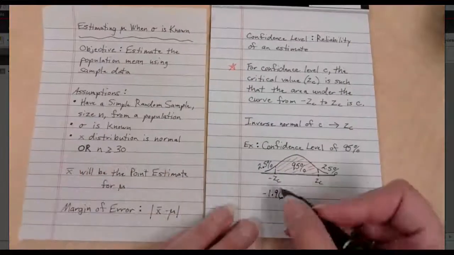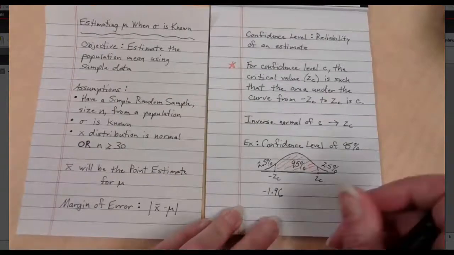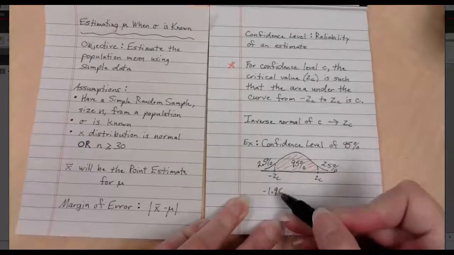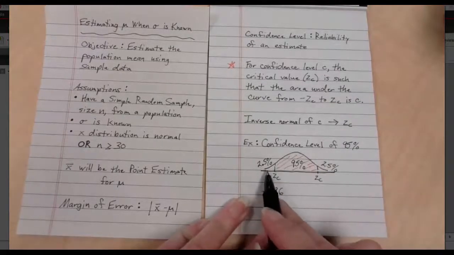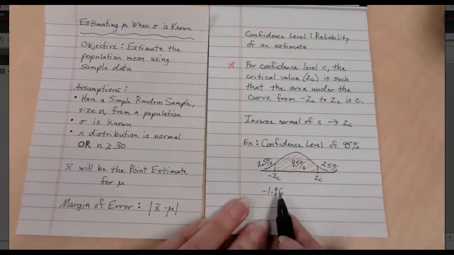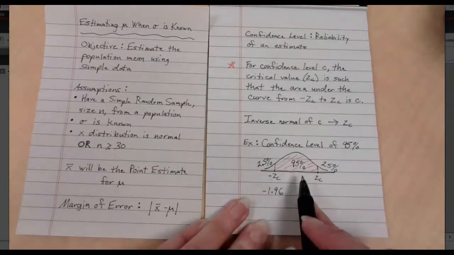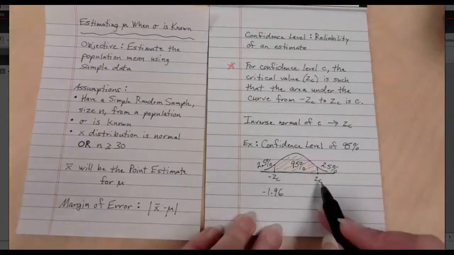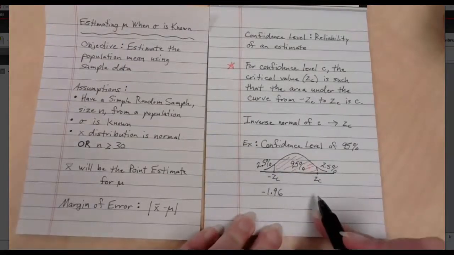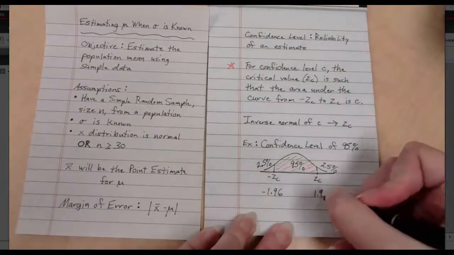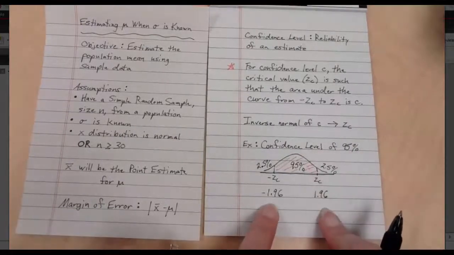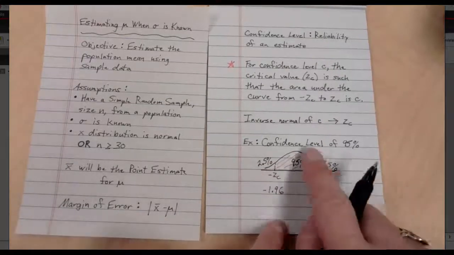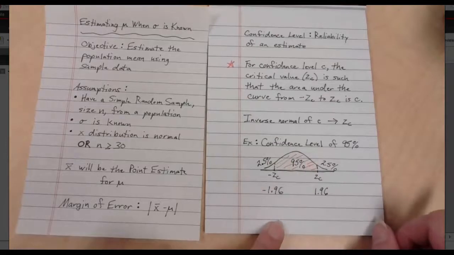So switching screens again, coming back over here. We are saying that, according to the calculator, running inverse norm, this lower end z-score here, because we told it to give us the bottom 2.5%, is negative 1.96. So this is almost 2 standard deviations below the mean. If these are opposites, if this is negative 1.96, this must be positive 1.96. So our critical values, our z-scores of 1.96 and negative 1.96, are the boundaries for 95% of the area.